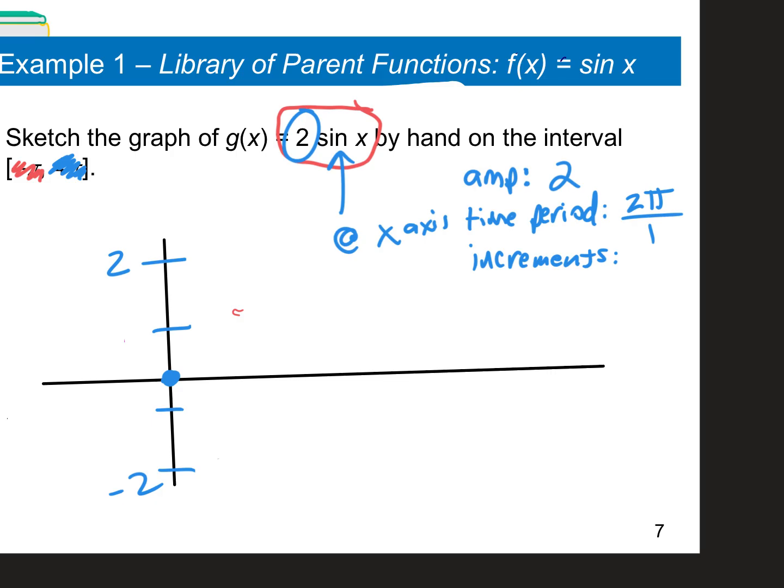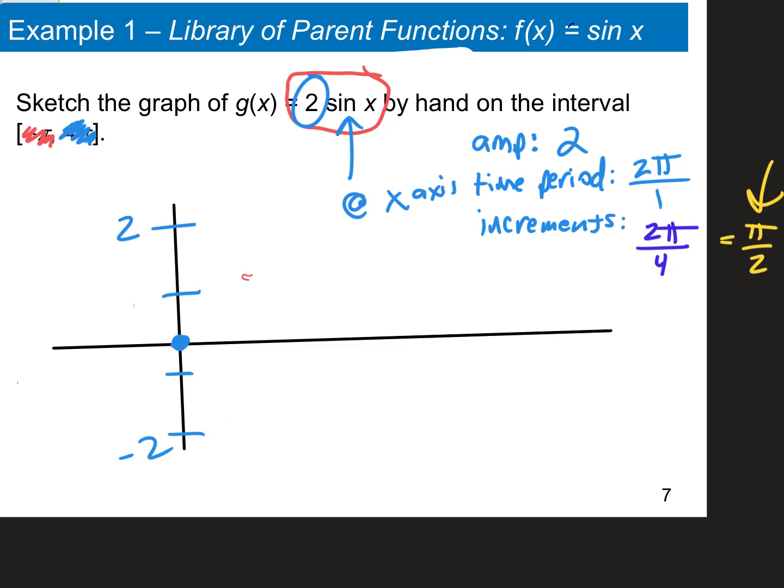So in order to figure out how many tick marks are in between, those are our increments. You take your time period and you divide it into 4 pieces. So what's 2 pi divided by 4? Pi over 2. So in between each tick mark is how much space? What's the increment value? Pi over 2. So that's how you find your tick marks. So we'll say here's 0. Then I have 1, 2, 3, 4.